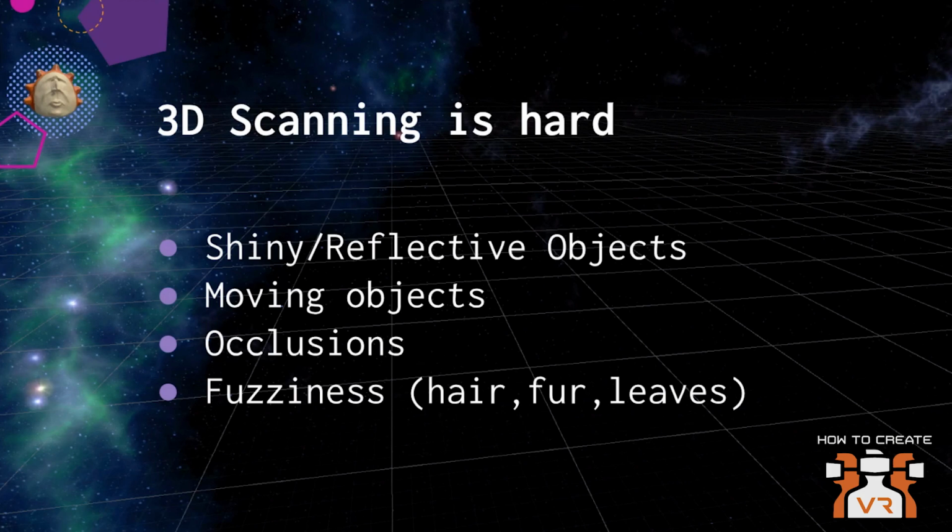Things that you cannot see, occlusion, and fuzziness in general, hair, fur, leaves, are all things that are difficult to scan. Other than that, you can go crazy. You can scan mountains, houses, cars, pets, objects, cameras, anything you want.